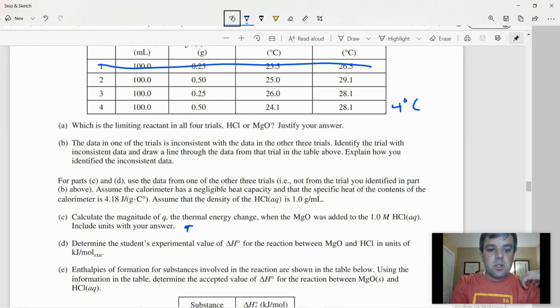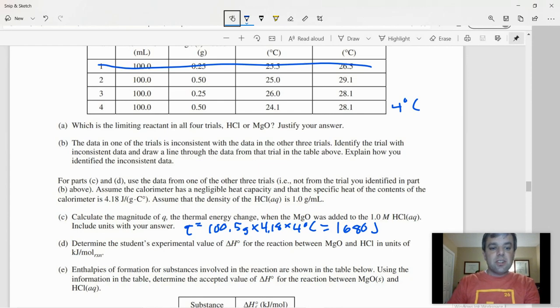So Q equals, our mass is going to be 100 plus 0.5, because we've got 0.5 grams of magnesium oxide. So it's going to be 100.5 grams times the specific heat, 4.18, times our change in temperature. And so if we multiply that out, we get 1,680 joules.